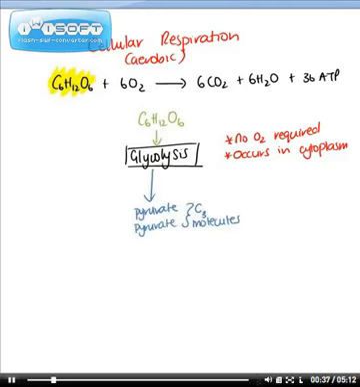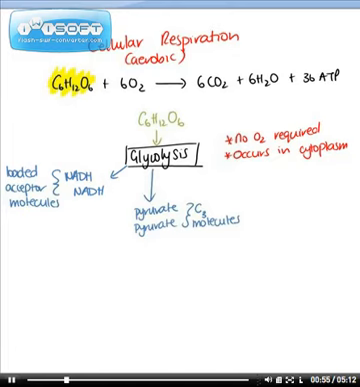As glucose is broken down, it also releases hydrogen ions. These are picked up by acceptor molecules called NAD, and when they are loaded with hydrogen ions and electrons, they become NADH. 2 of them are released here. Don't confuse NADH with the NADPH that you find in photosynthesis.